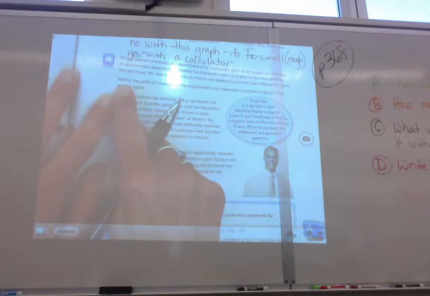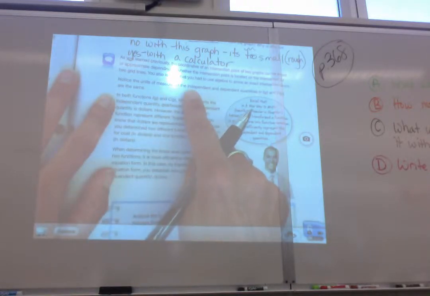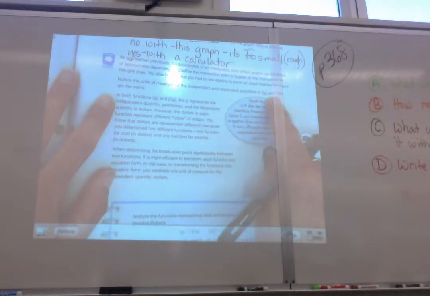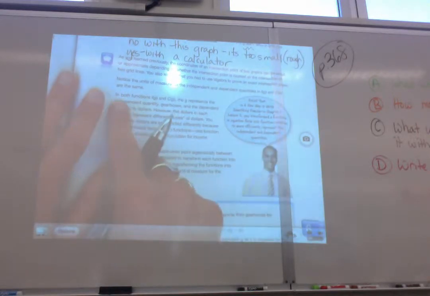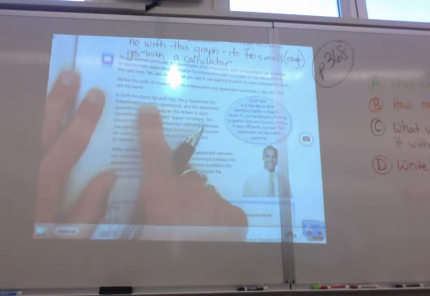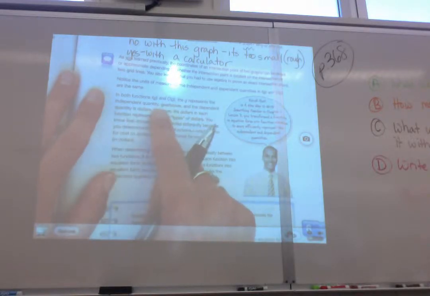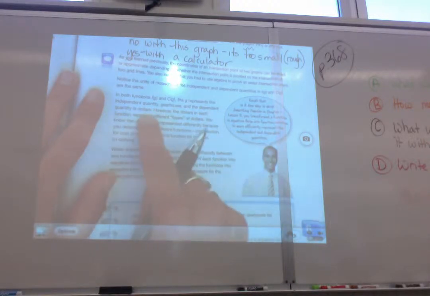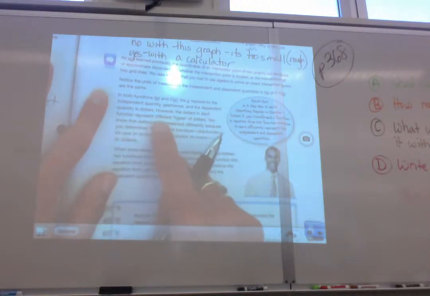Wyatt, notice the units of measure of the independent and dependent quantities in I(g) and C(g) are the same. In both functions, I of g and C of g, the g represents the independent quantity, gearboxes, and the dependent quantity is dollars. However, the dollars in each function represent different types of dollars. Why?